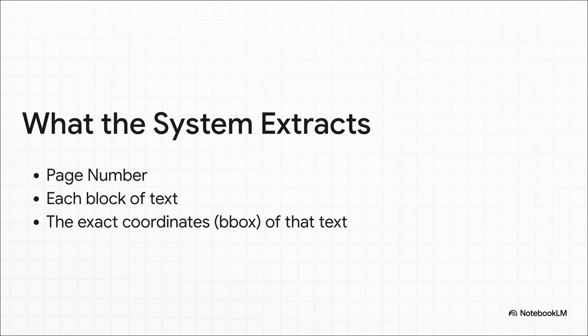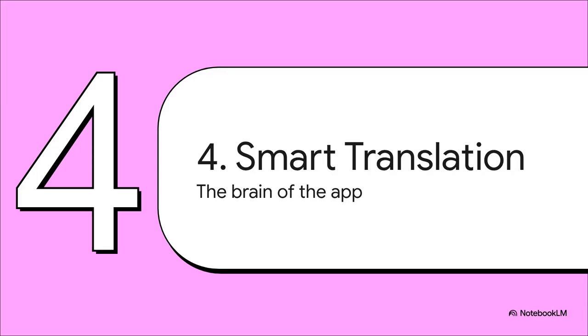And this right here is the secret to keeping that original layout perfectly intact. By recording the precise coordinates, what engineers call a bounding box, or B-box for short, for every single text block, the system is creating a perfect blueprint. And that blueprint is the key to putting the puzzle back together perfectly later on. Okay, so the document is all mapped out. Now we've reached the brain of the whole operation, the translation itself.